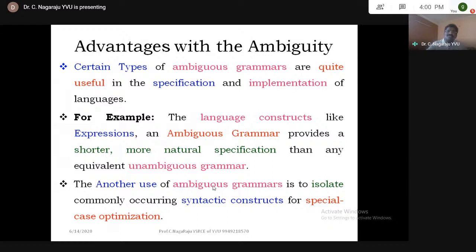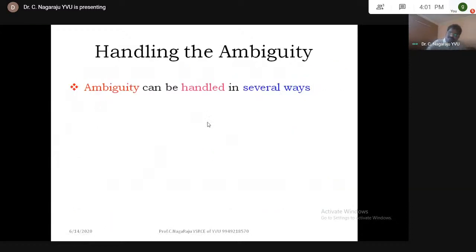The second one is code optimization. Already I explained that. If you want to reduce the program size, then for code optimization we can use the ambiguity. So these are the advantages, but only two advantages are there and there are so many drawbacks, because we can't make the decision on the statement.